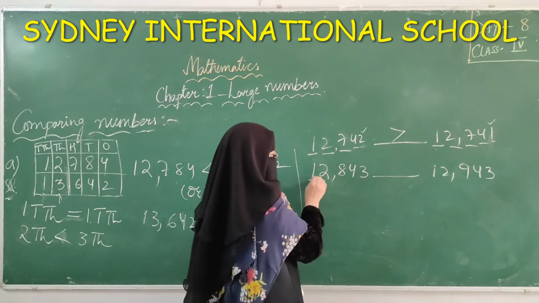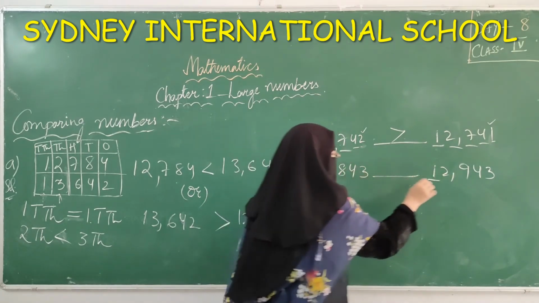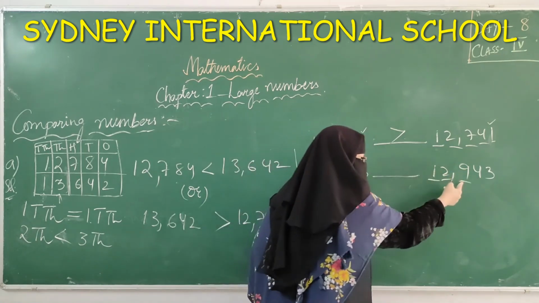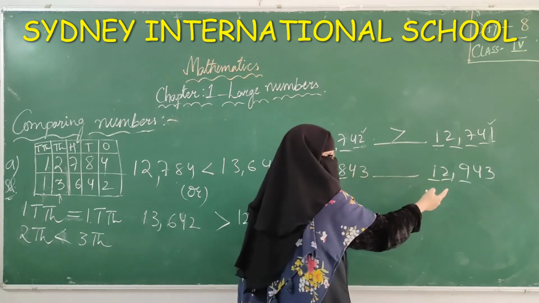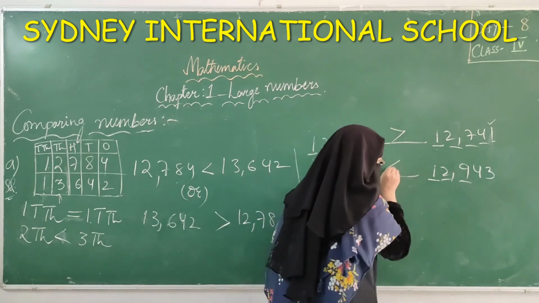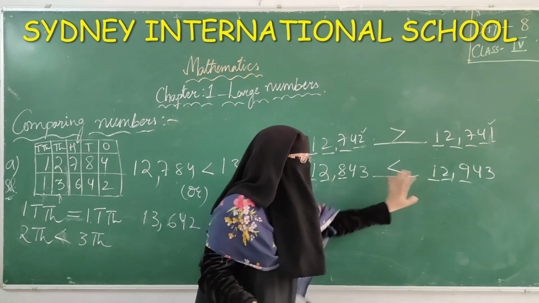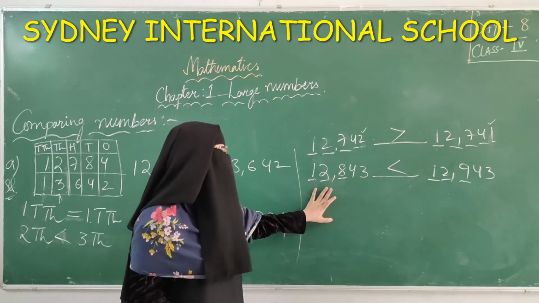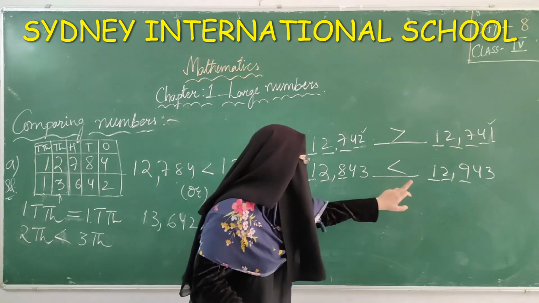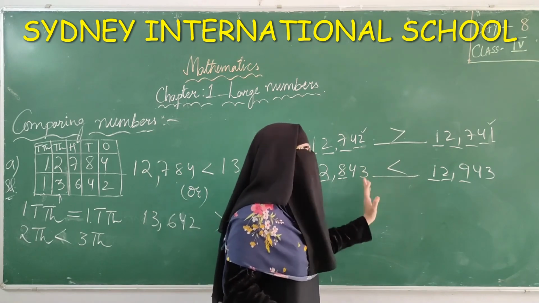Now see here, I am starting from my left hand side. 1, 1, both are same. 2, 2, both are same. Next 8 and 9. Which is greater? 9 is greater. So 8 is less than 9. That means 12,843 is less than 12,943. Whenever you find two digits are the same, don't get a doubt about how to solve it. Whenever you find the same digit, move to the next digit till you find different digits.